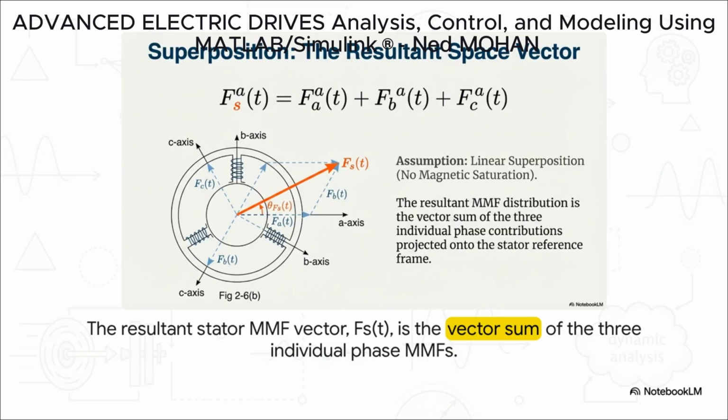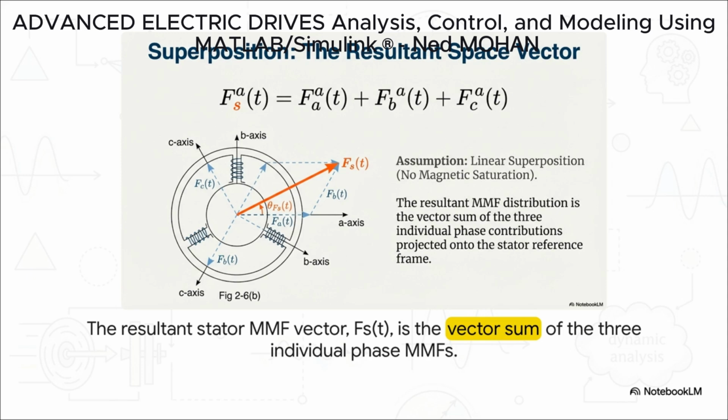Okay, now here's the cool part. We can just add them up, right? Assuming we're not saturating the iron, we can use superposition. We literally just take the vector from phase A, add the vector from phase B, and add the vector from phase C. And what do we get? We get one single resulting vector.